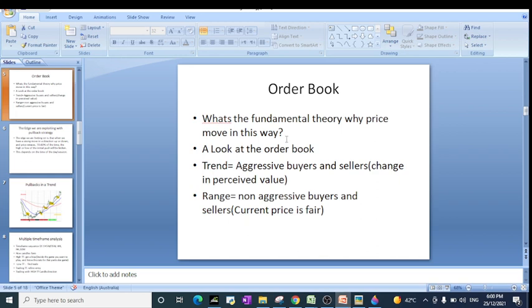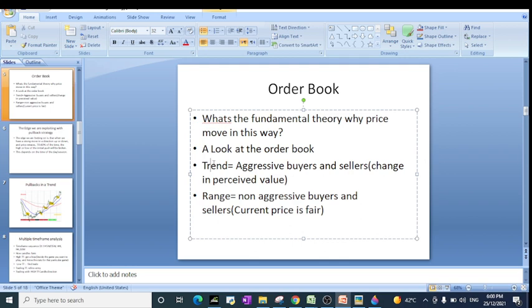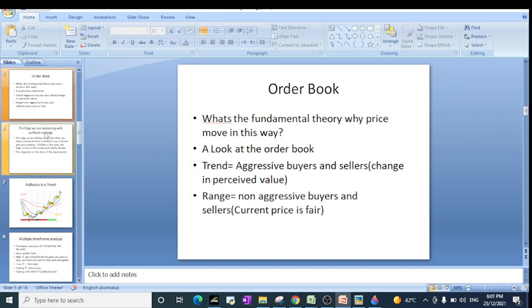So this is a very important concept about order flow. That's how price moves. For a trend to occur, you have aggressive buyers or sellers, reflecting a change in the perceived value of the asset. A range means non-aggressive buyers and sellers. The current price is fair. It's as simple as that. Very, very important piece of information right here, guys.